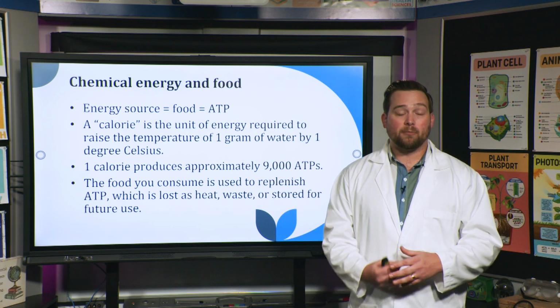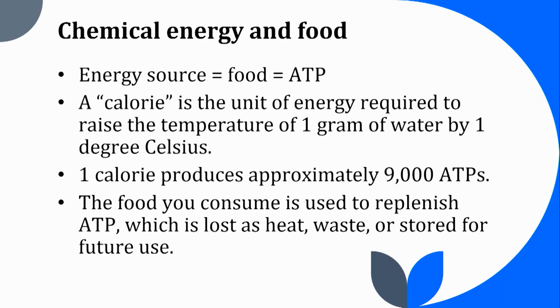A word that you might be familiar with is a calorie. When people are watching their weight or trying to gain or lose weight, they're counting calories. Okay, what is a calorie? It's the amount of energy in food. It's equal to the amount of energy needed to raise 1 gram of water by 1 degree Celsius. 1 calorie produces about 9,000 ATP. So that gives you an idea of how much energy you're getting out of your food. The food you consume is used to replenish ATP, which is lost as heat, waste, or stored for future use.